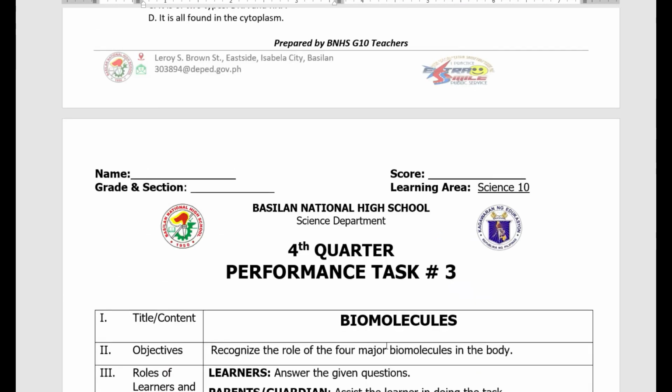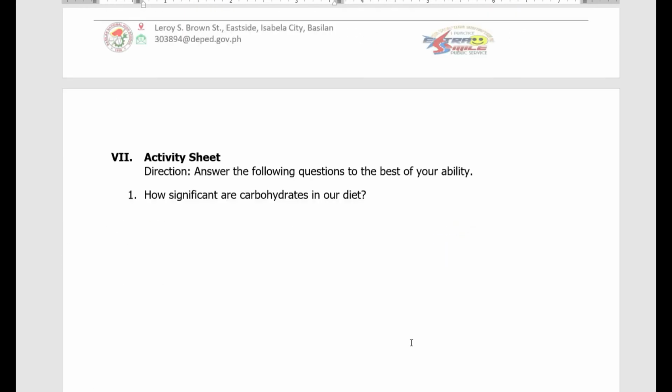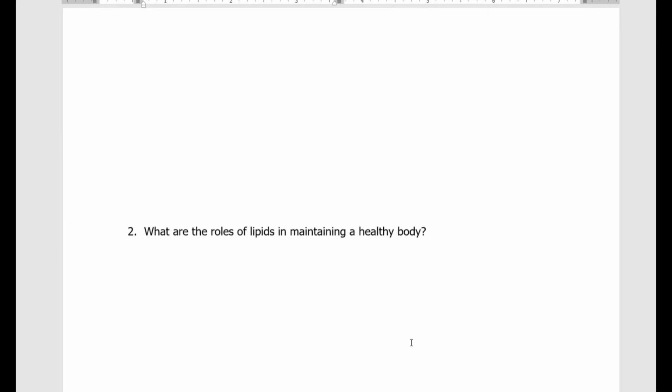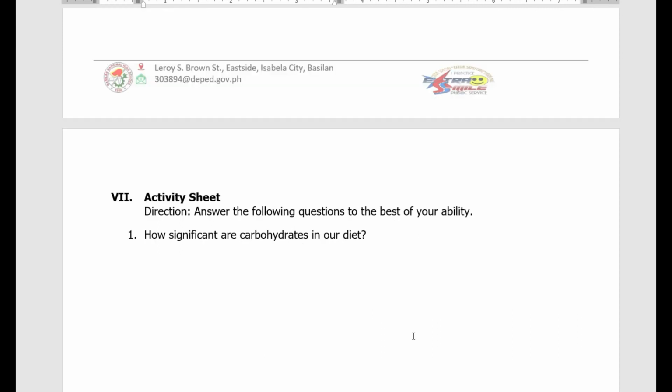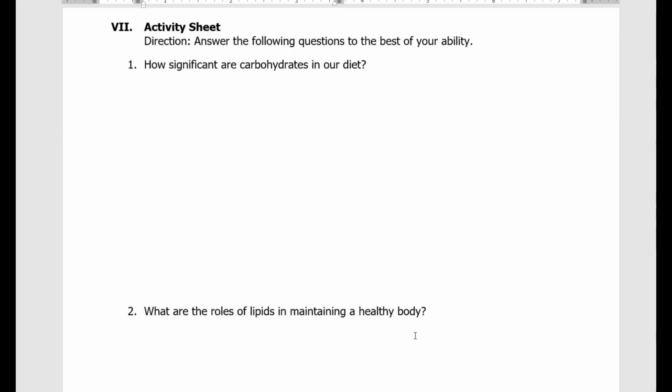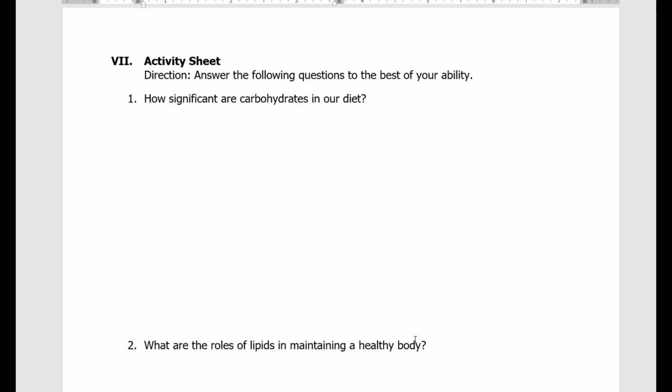In the performance task, there are 3 questions posted here. You need to answer. In answering those questions, you need to align your answers with this particular rubric so that you can get the highest possible score. Number 1, how significant are carbohydrates in our diet? Do you think it is significant? Or if not, justify your answer. Number 2, what are the roles of lipids in maintaining a healthy body?